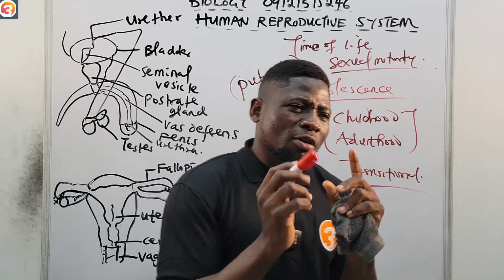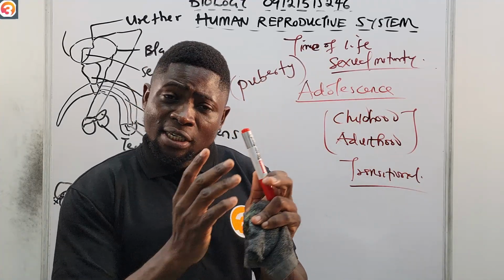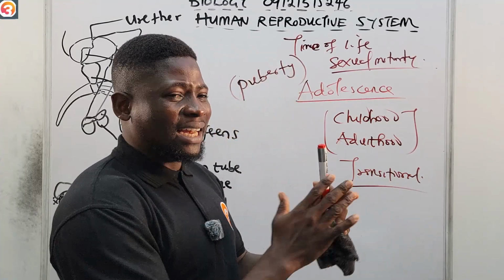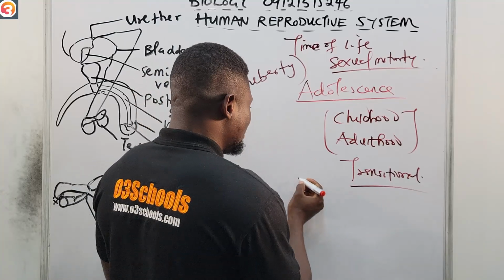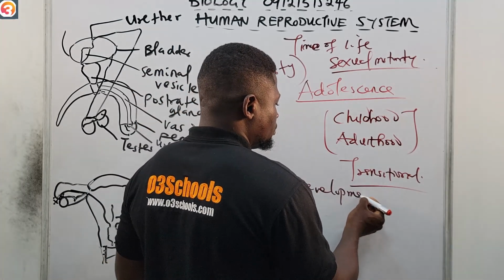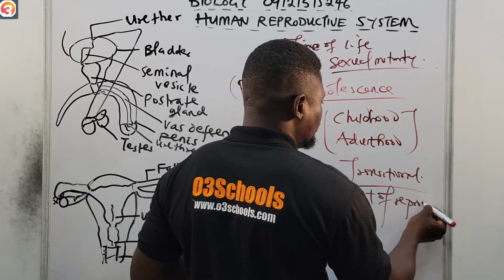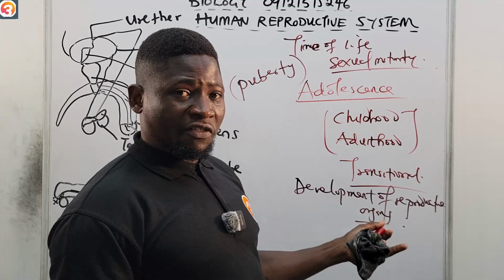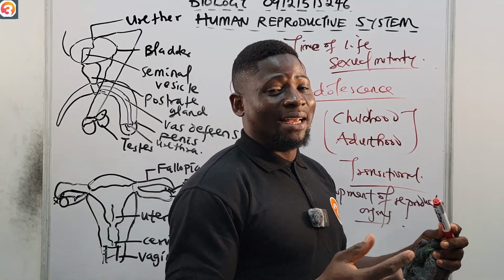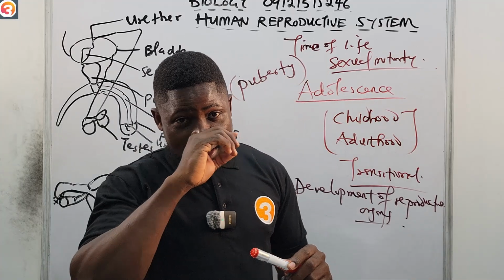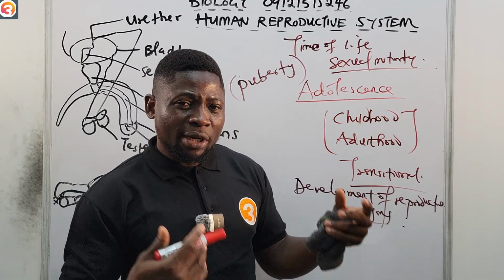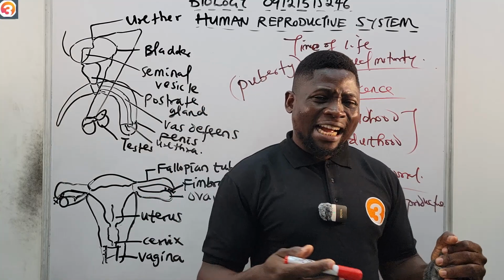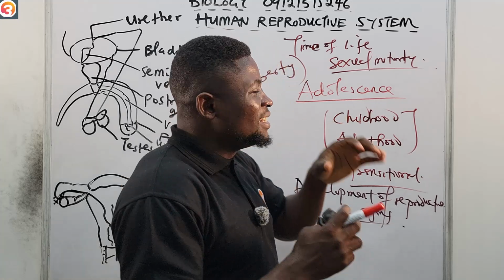But one thing that is common to both the male and the female reproductive system, the change that we observe in both, is the development of reproductive organs. For the female, you begin to see enlargement of the breasts, or the mammary gland. So in both male and female, you see development of the reproductive organs. And that is why we're talking about the reproductive system today.